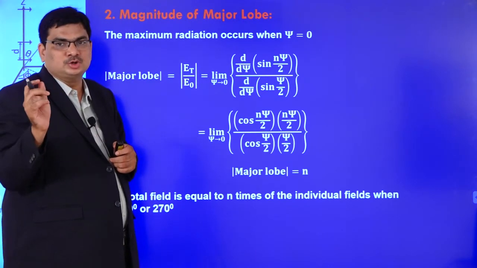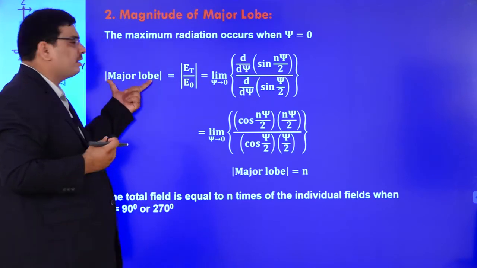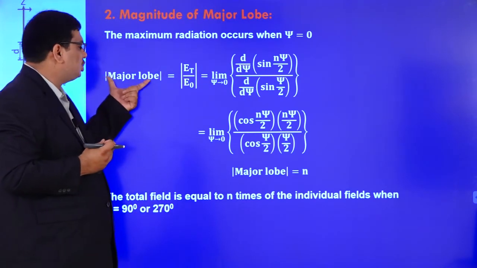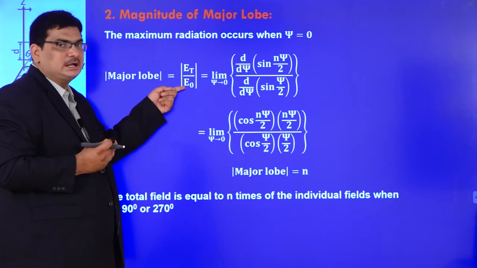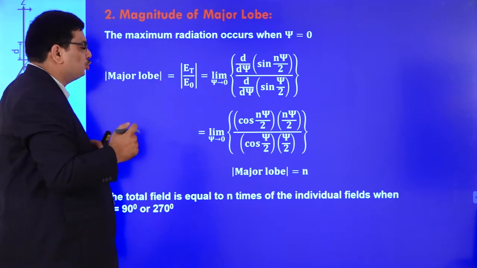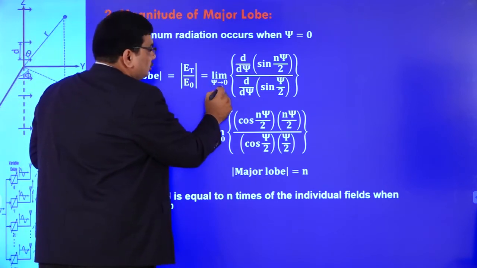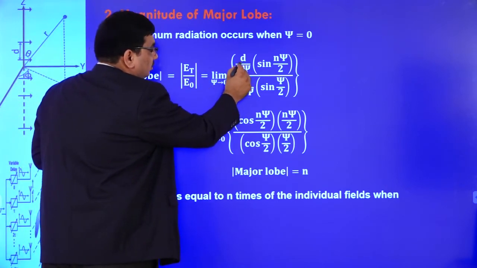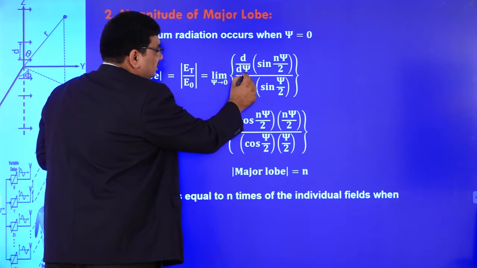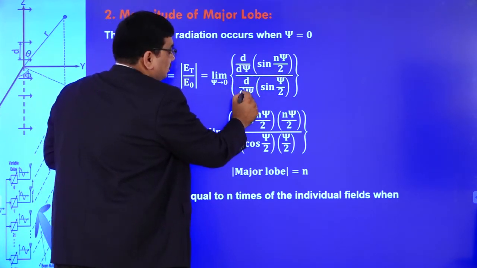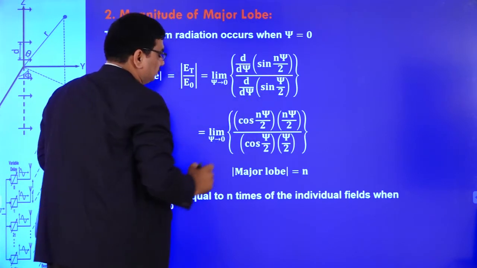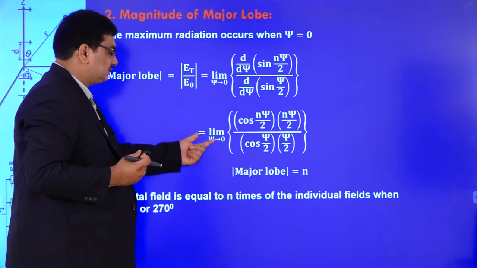that means beta d cos theta is equal to 0. So to find out your major lobe, the major lobe is equal to the total magnitude divided by the particular signal magnitude E naught, which is equal to the limit psi tends to 0 of d by d psi of sin n psi by 2 divided by d by d psi of sin psi by 2.